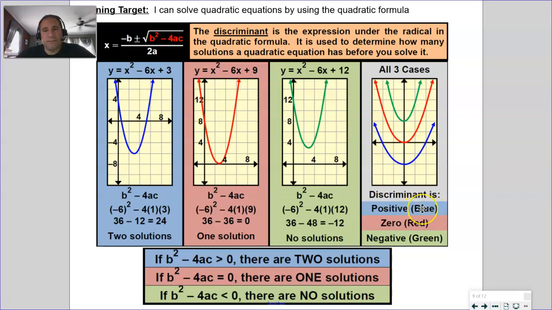So if it's positive, the answer is positive, that means it has two solutions. If the answer is equal to 0, it has one solution. It's just touching the x-axis. And if it's less than 0, it's negative. That means that it is not touching the x-axis. There are no solutions. All right. So that's really how you would do that.